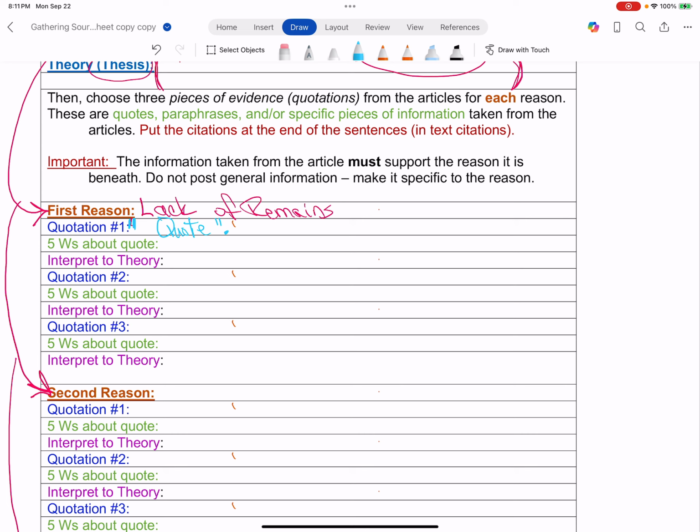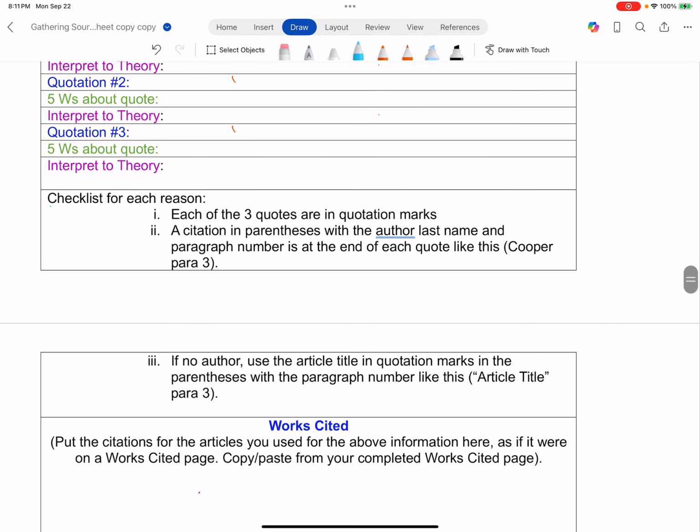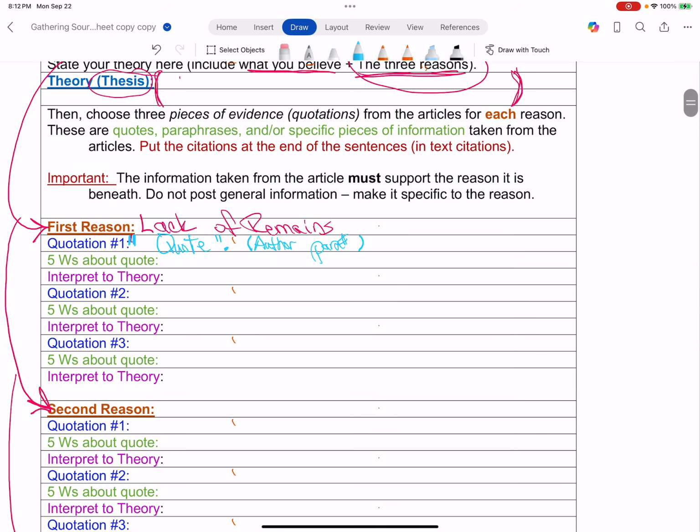I have a quote. You cite the quote with that parentheses, which would be the author and paragraph number. And if you look down here, this tells you the checklist for each reason. Each of the 3 quotes are in quotation marks and a citation in parentheses with the author's last name and paragraph number is at the end of each quote like this. If there is no author, it's like this. I show you what it looks like. So you have that after every quote.